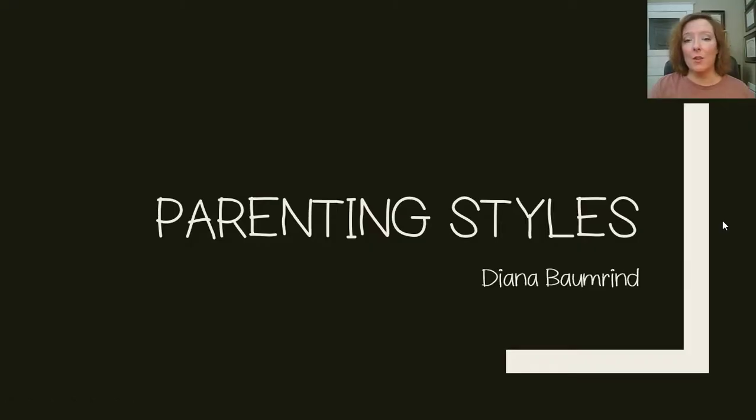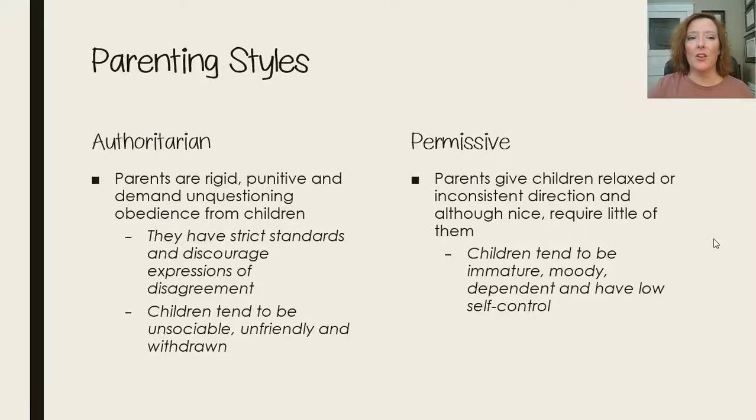Okay, the last thing that we're going to cover in this video are parenting styles as explained by the research of Diana Baumrind. So here are some parenting styles. We'll go through each of the four. There's authoritarian. Parents are rigid, they're punitive, and demand unquestioning obedience from children. They have very strict standards, and they discourage expressions of disagreement. Children tend to be unsociable, unfriendly, and withdrawn in these cases. So this is a very strict, almost militant type parenting. There's no flexibility. It's my way or the highway.